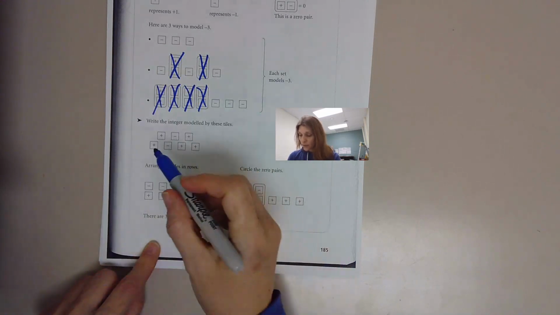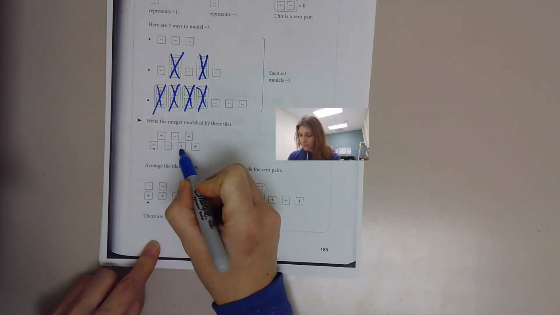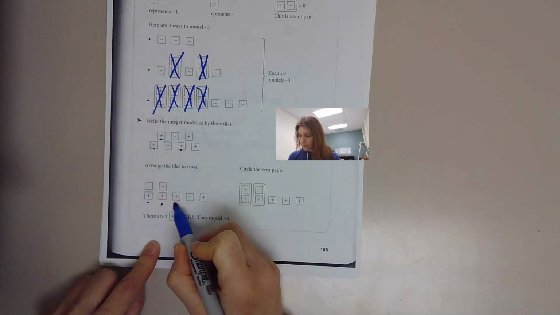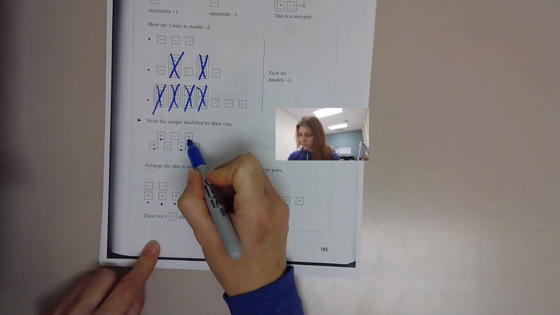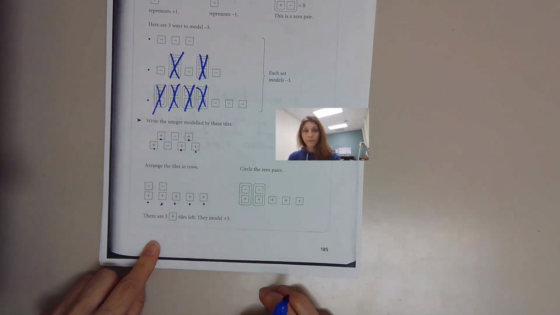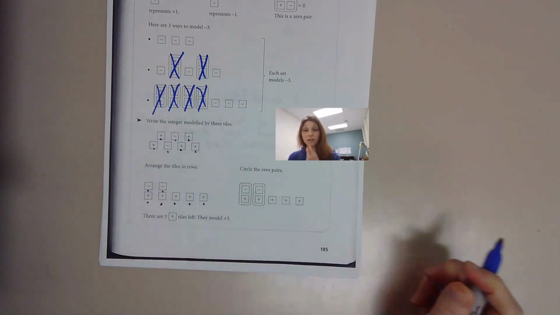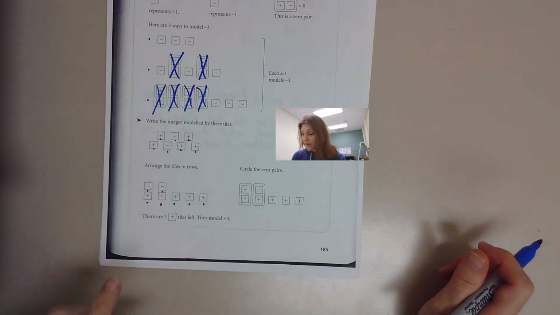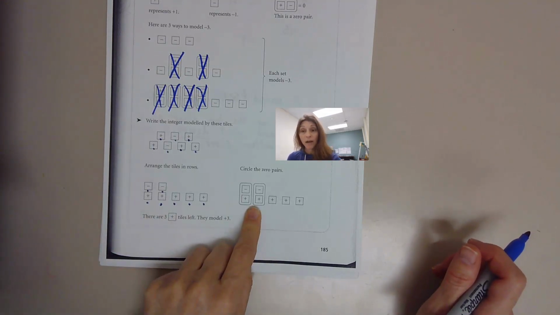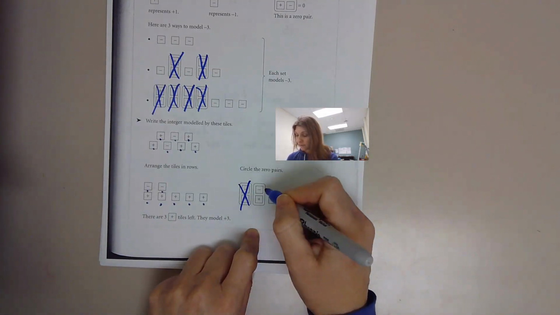Then they take these positives and put them onto the bottom, and then they take these negatives, and they start making their zero pairs. Now we can see the zero pairs. These are done.